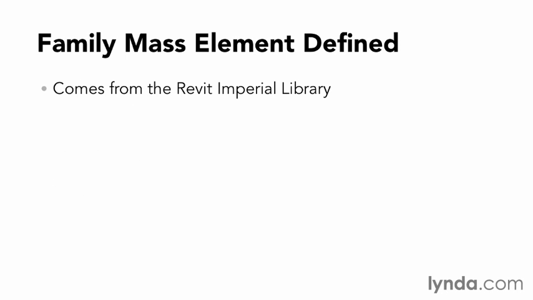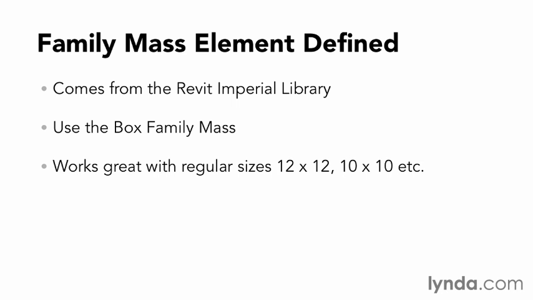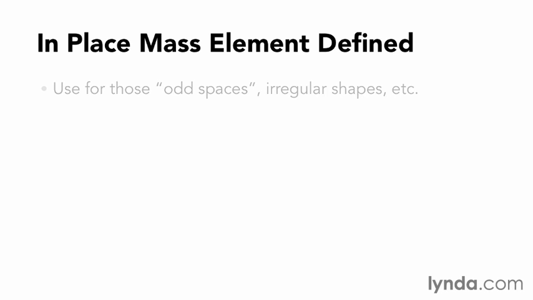First of all, the family mass comes directly out of the Imperial Library. The one that is in there is called the box family mass. It's great for regular sizes. It's just a box, and therefore you can use a 12 by 12, 10 by 10, or whatever regular size room you need. The other one is called an in-place mass, and that element basically is for those odd spaces that are not regular in shape.